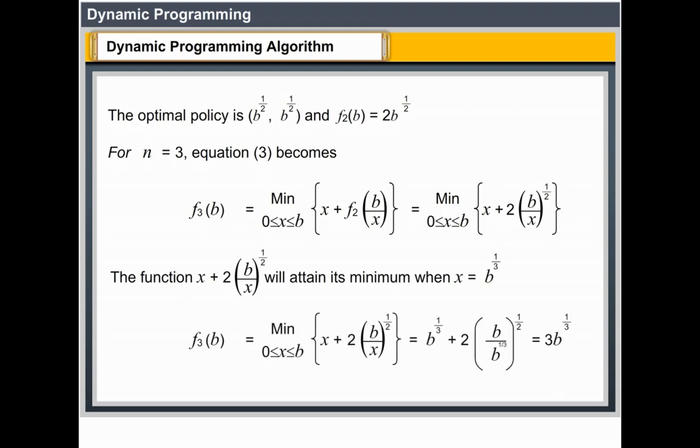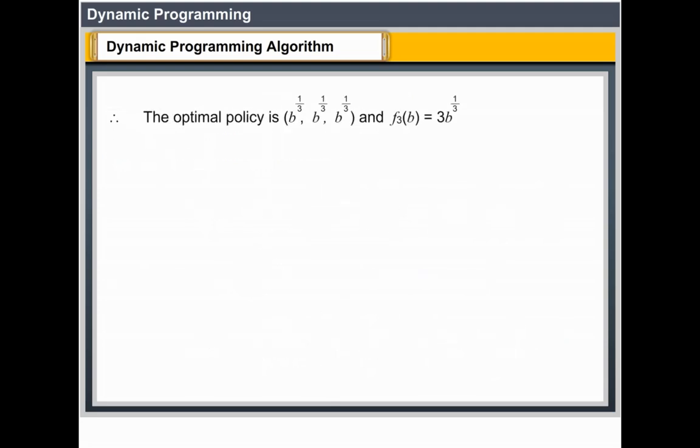f3 of b equals minimum of x plus 2 into (b by x) whole power 1 by 2 for 0 ≤ x ≤ b, equal to b power 1 by 3 plus 2 into (b by b power 1 by 3) whole power 1 by 2, equal to 3 into b power 1 by 3. The optimal policy is b power 1 by 3, b power 1 by 3, b power 1 by 3, and f3 of b equals 3 into b power 1 by 3.